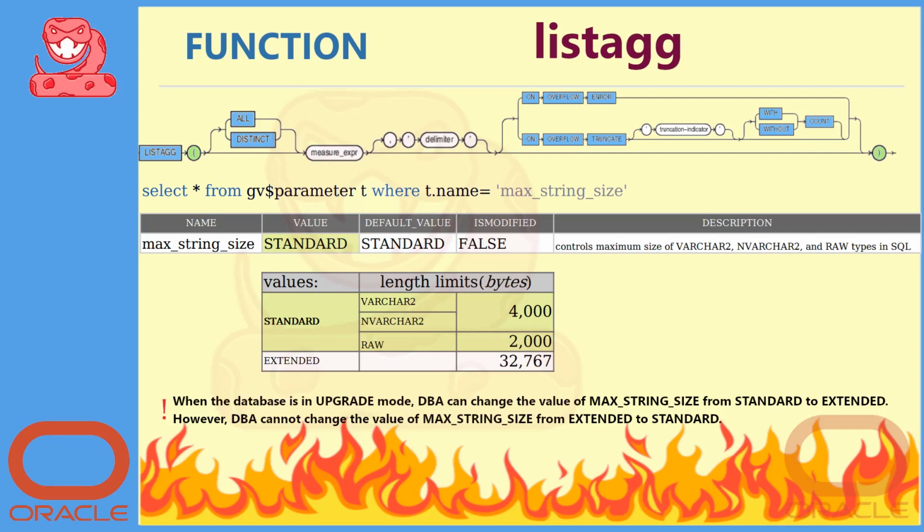Next, let's consider how the LISTAGG function behaves when the return value exceeds the maximum length of the return data type. The maximum length depends on the database initialization parameter max string size. Starting from Oracle 12c, it becomes possible to upgrade the database by setting max string size to extended. But most databases still operate with max string size equal to standard. In these examples, we'll consider a database where max string size equals standard.